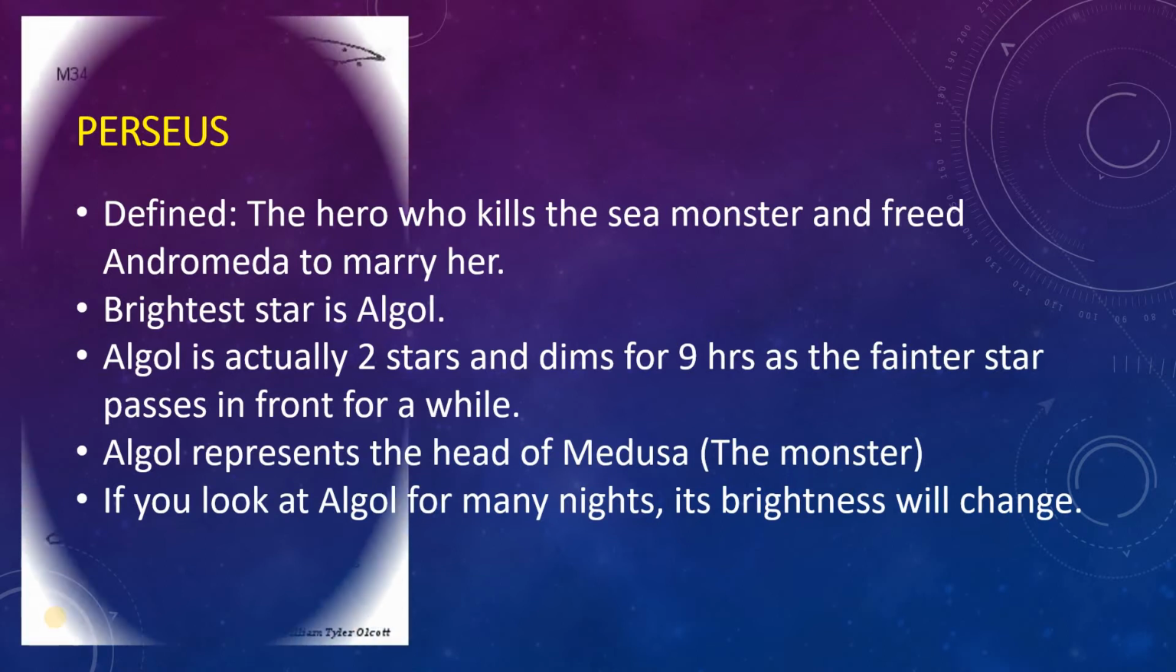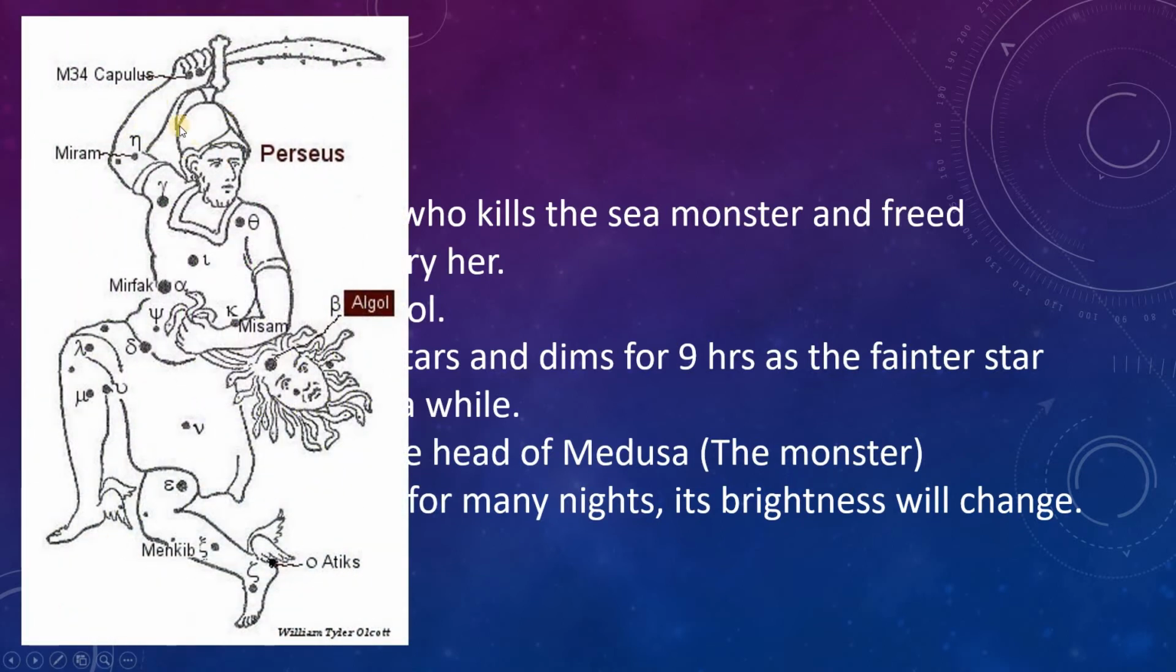You'll notice the brightness changing because of those stars. So you'll notice Perseus here. Again, you might not see this much detail. Algol kind of being this major star that's the head of Medusa. She doesn't look very happy at all about having her head chopped off. But again, Perseus saves Andromeda.